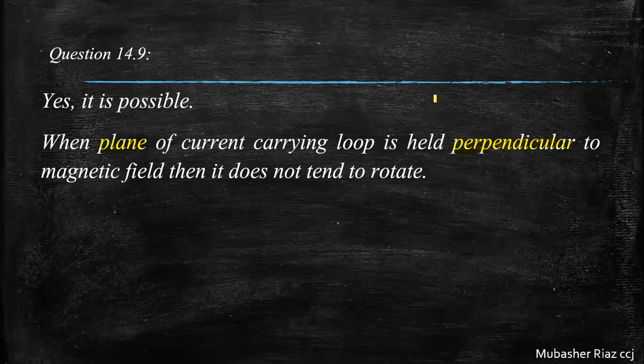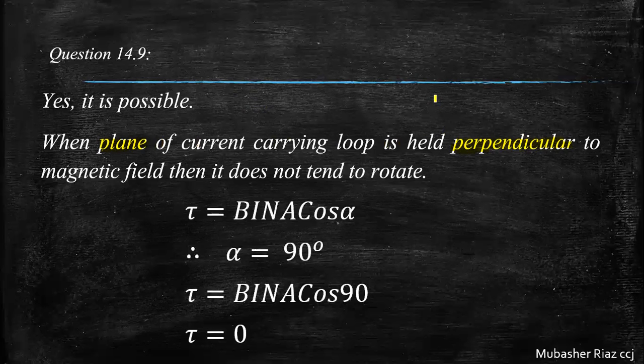If plane of current carrying loop is held perpendicular to field lines, then it does not rotate, because we know that tau is equal to BINA cos alpha. If angle between plane and the magnetic field is 90 degree, then it becomes 0. So in such case, torque is equal to 0. So plane of current carrying loop is held perpendicular, then it does not rotate.